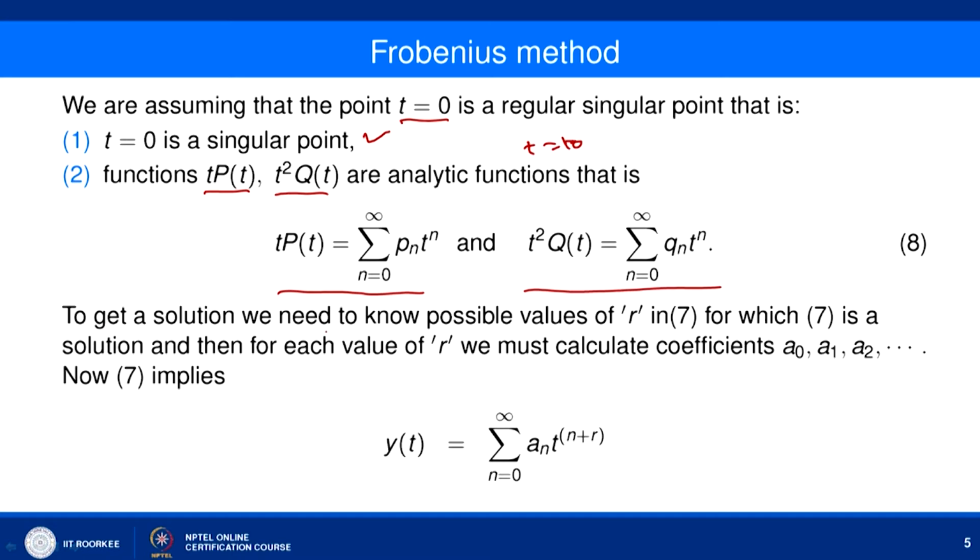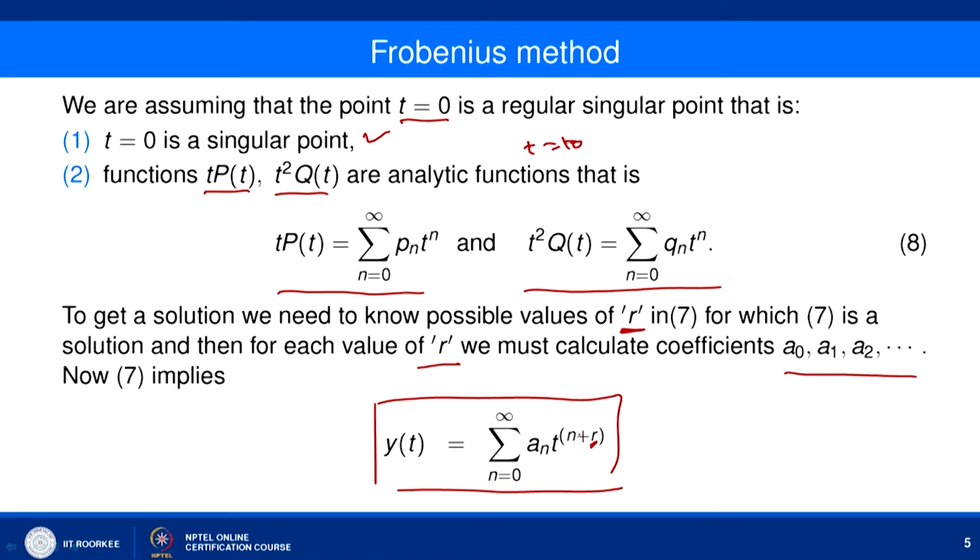To get a solution, we need to know the possible values of r for which we have a solution of our differential equation. So, first we have to find out the values of r for which we have a solution, and then for each value of r we need to find the coefficients. Let us try for this solution y(t) equal to the summation n equal to 0 to infinity a_n t to the power n plus r.